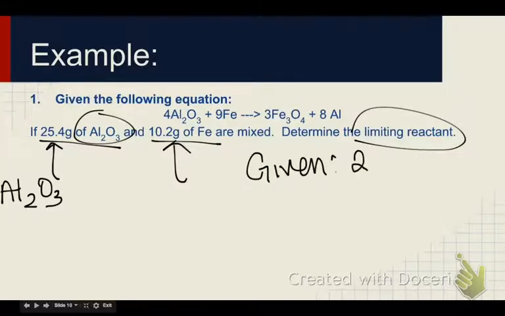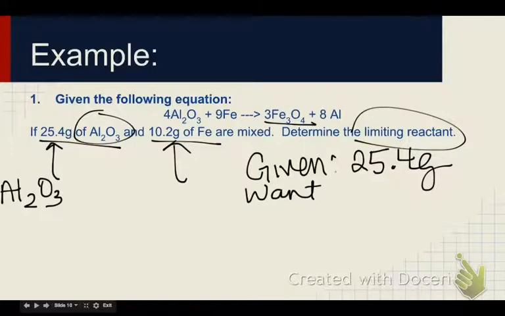Yes, you're right, 25.4 grams. Okay? And what is it that I want to find? Now, because I'm trying to figure out a product, you get the choice. You can either choose Fe3O4 or aluminum. However, whoever you choose for Al2O3, you need to choose for Fe as well. That's the one contingent, okay?